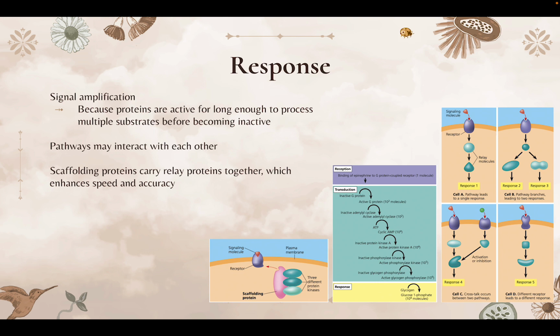We also see that pathways can interact with each other. If you look at this picture, we see our standard case where one pathway leads to one response, but our pathway can split. We can have multiple pathways inhibit or support each other, and we can also have the same pathway with a different signaling molecule leading to a different response, or the same molecule with a different pathway leading to a different response. But yeah, those are all things that can happen.